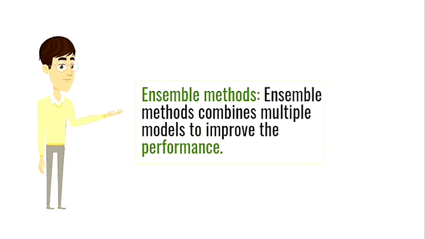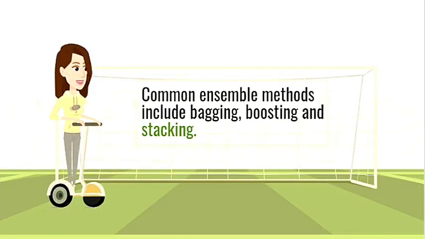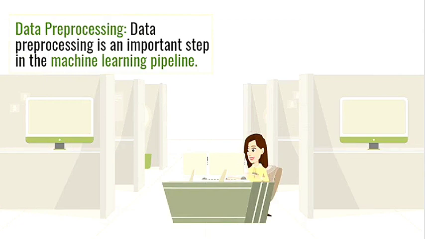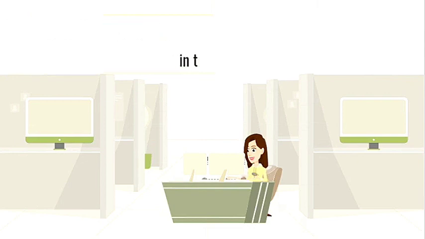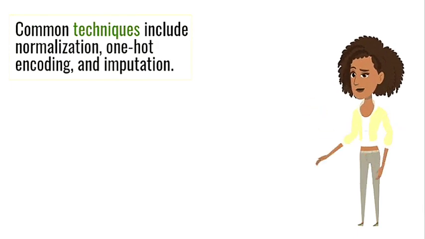Ensemble methods. Ensemble methods combine multiple models to improve the performance. Common ensemble methods include bagging, boosting and stacking. Data preprocessing. Data preprocessing is an important step in the machine learning pipeline. Common techniques include normalization, one-hot encoding, and imputation.